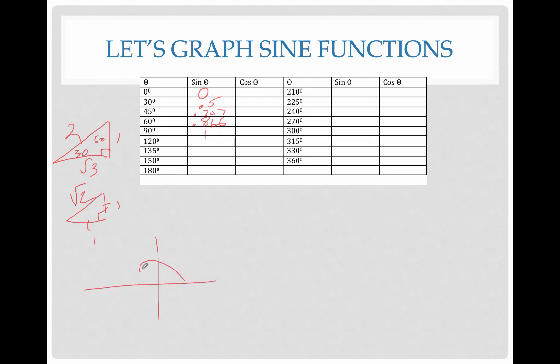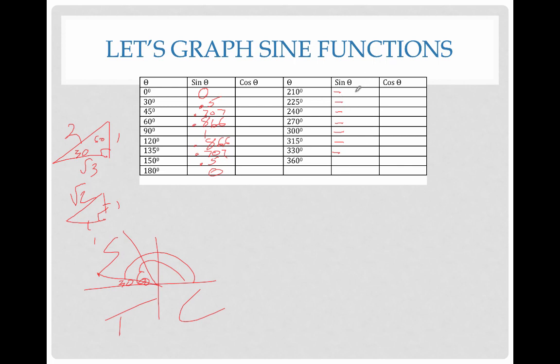Then we go over to quadrant 2, and I'm going to do 120, which has a 60-degree reference angle, so it's still 0.866. 135, that's a 45 in quadrant 2, 0.707. 150, that's a 30 in quadrant 2, that's 0.5, and 180 is back to 0. And now we go to chilling in the STC. All of these ones for sine over here have got to be negative, because in quadrant 3 and quadrant 4, my sine is always going to be negative.